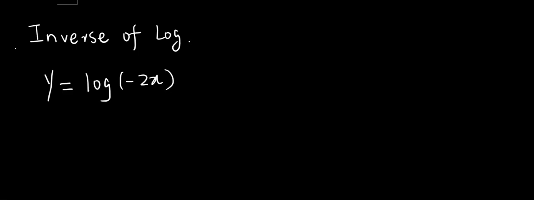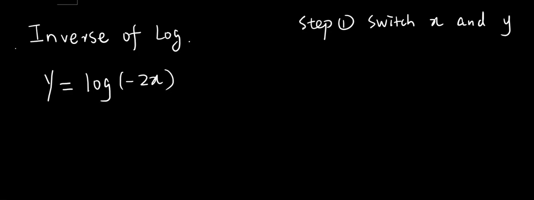When you want to write the inverse of a function, we basically need to remember two steps. Step 1, we need to switch x and y. Step 2, we solve for y. If you can remember these two steps, you're good to go. All right, let us switch x and y.